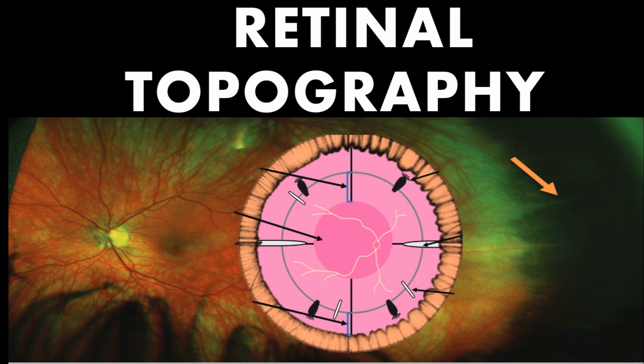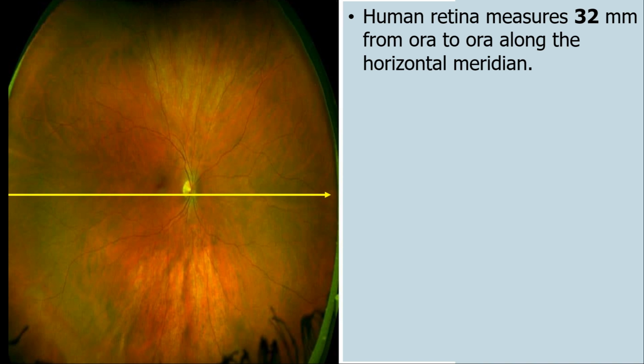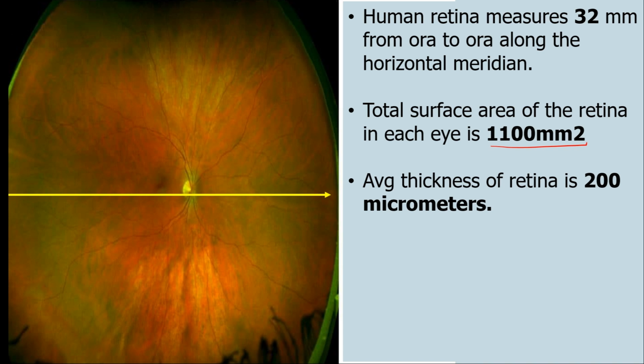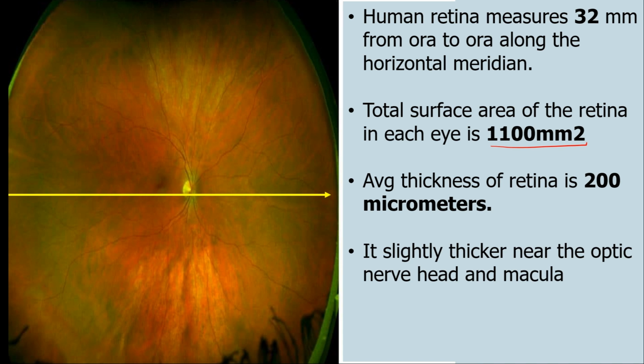Today we are talking about the topography and anatomy of the retina. The human retina measures about 32 millimeters from ora serrata on one side to the ora serrata on the other side along the horizontal meridian. The total surface of the retina in each eye is about 1100 millimeters square, and the average thickness of the retina, although this varies from study to study, is about 200 micrometers.